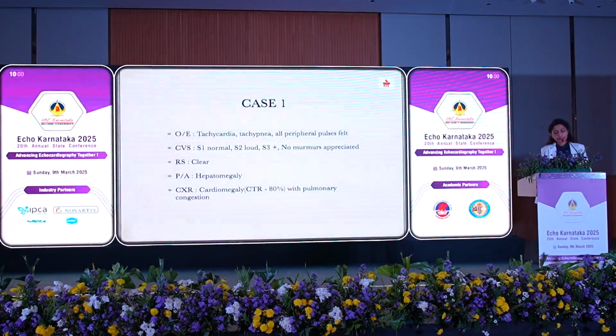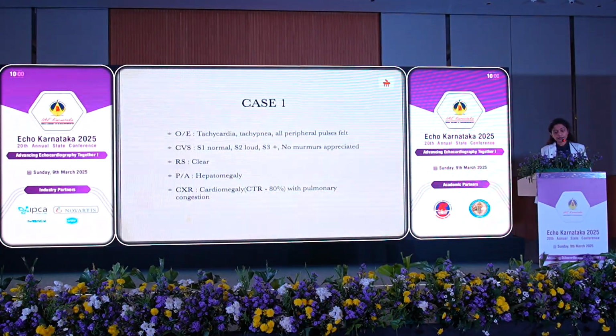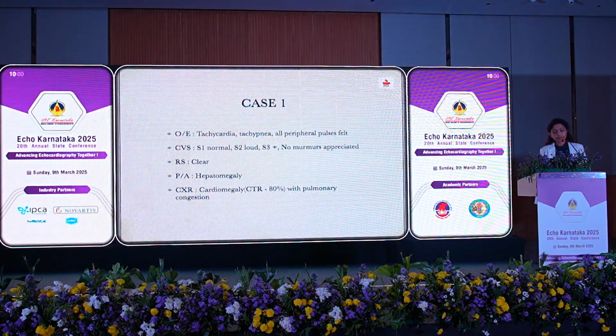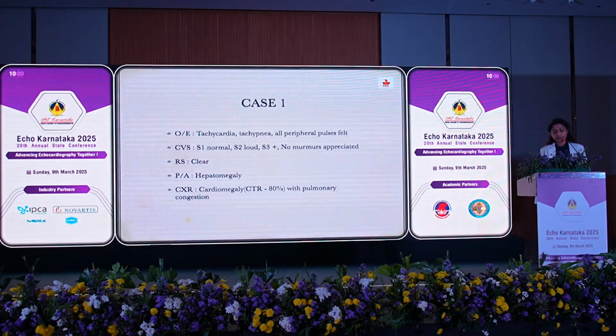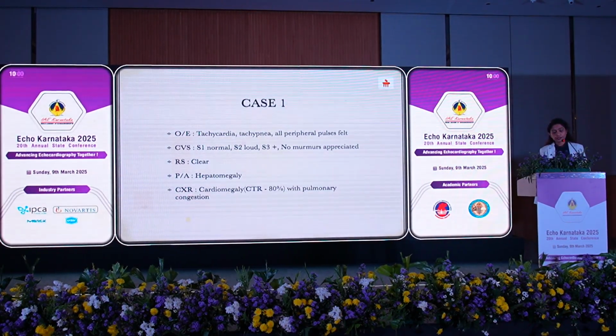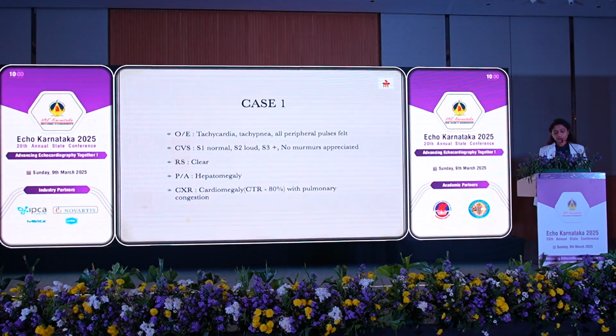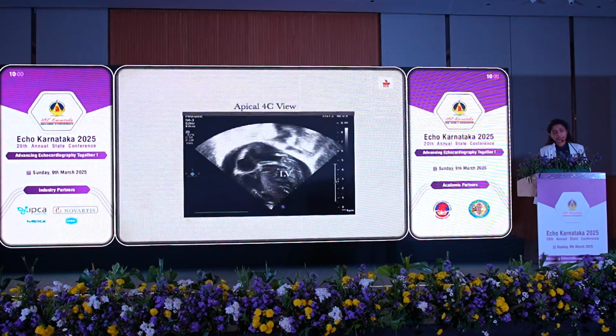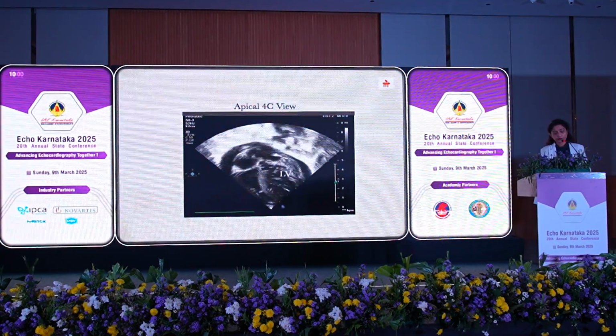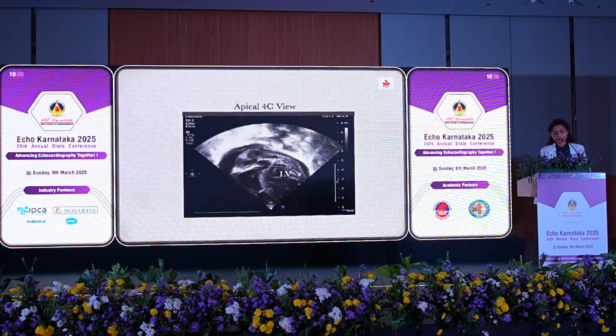And the baby was tachycardic, tachypneic. All peripheral pulses were well felt. The first heart sound was normal, and there was a loud second heart sound with an LV S3, but no murmurs were appreciated. And there was hepatomegaly on per abdomen examination. As I said, cardiomegaly noted on chest X-ray with pulmonary congestion. So this was the echo picture noted in this baby. As we all see, there's a hugely dilated left ventricle with LV dysfunction and almost moderate pericardial effusion.